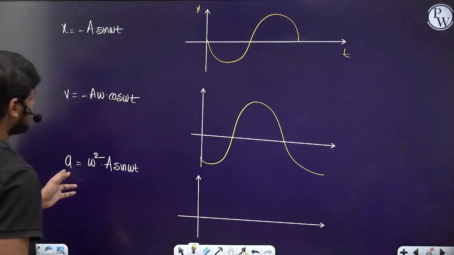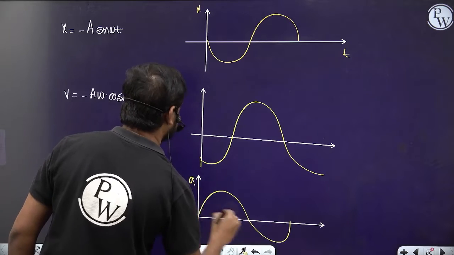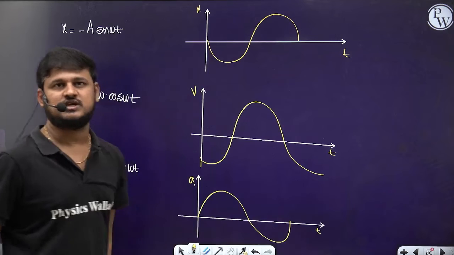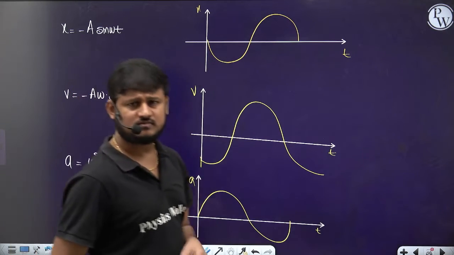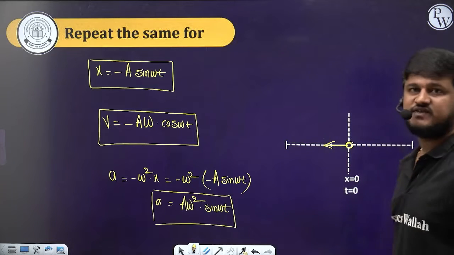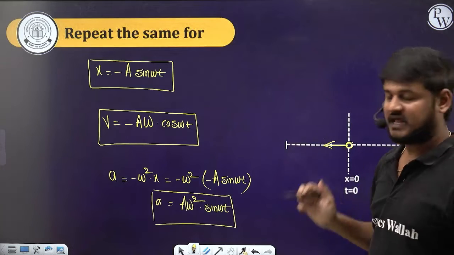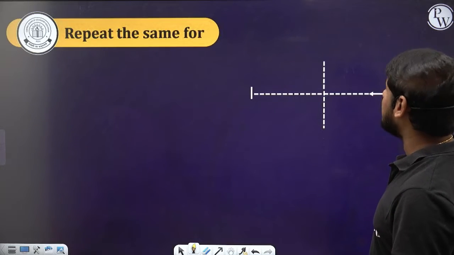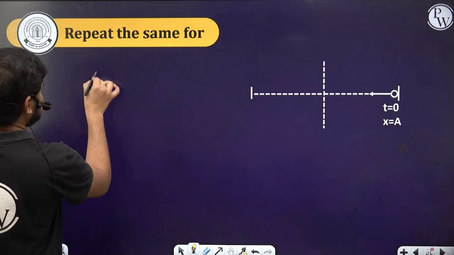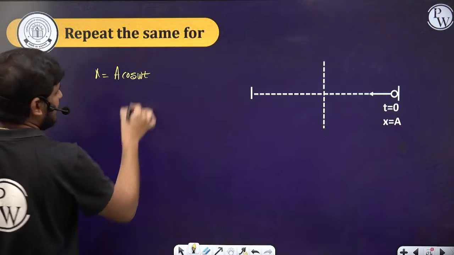The a versus t curve, so here it should be positive. This is a versus t, this is v versus t, and this is x versus t. For x, if it is starting from the mean position towards the left extreme, the equation is x equals minus a sin omega t. Done. Similarly, if the particle is starting from here, then x equals a cos omega t.